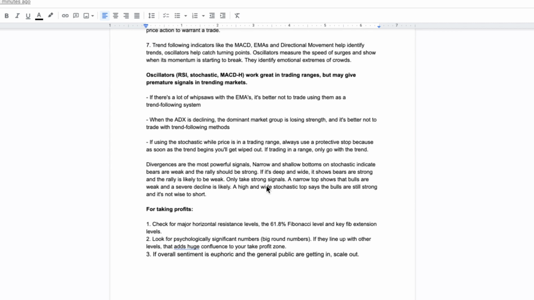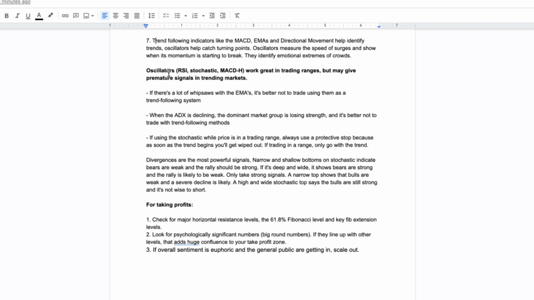So we just talked about the oscillators, right? Keep going with the oscillators: if there are a lot of whipsaws with the exponential moving averages, for example, it's better not to trade them as a trend following system. So what does that mean? Let's see if there are whipsaws with this.